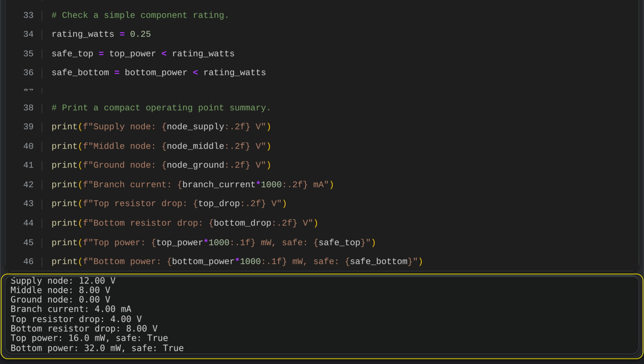The script analyzes a 12-volt voltage divider made from 1,000 ohm and 2,000 ohm resistors in series. With 3,000 ohms total resistance, the circuit current is 4 milliamps, giving 4 volts across the top resistor and 8 volts across the bottom resistor. The resistors dissipate 16 and 32 milliwatts, which is safely below a quarter-watt rating.